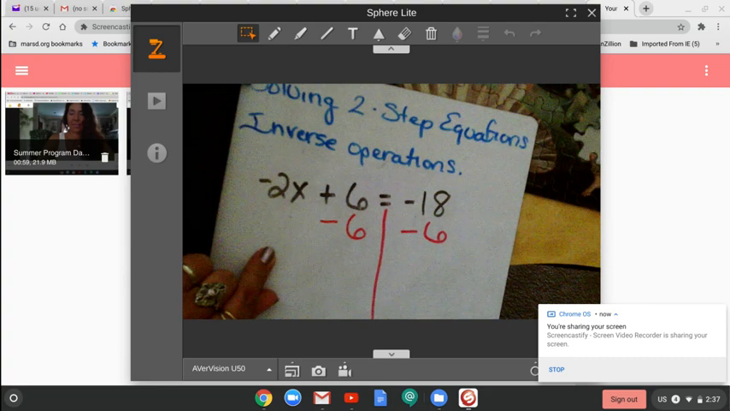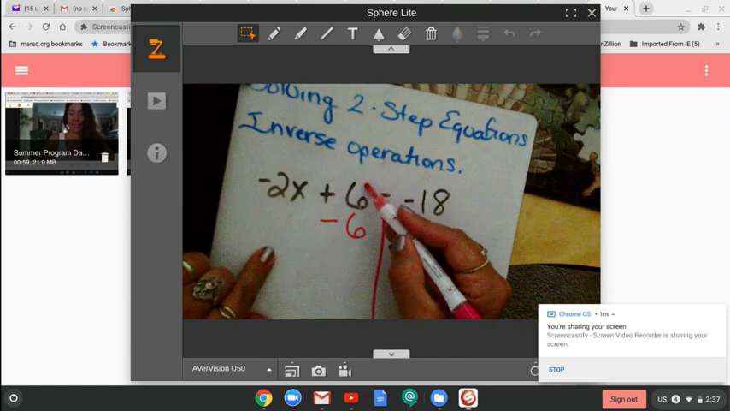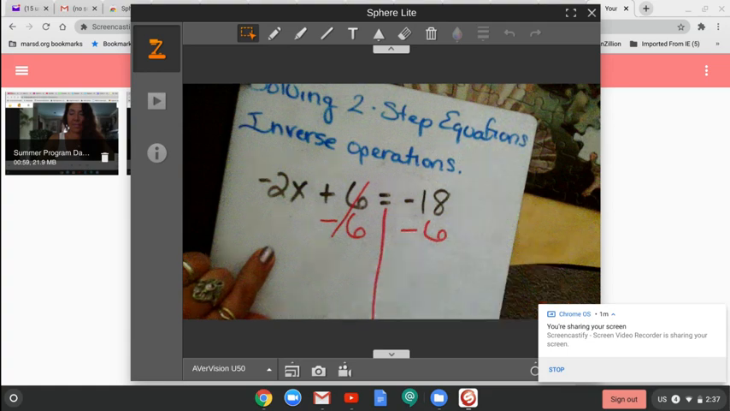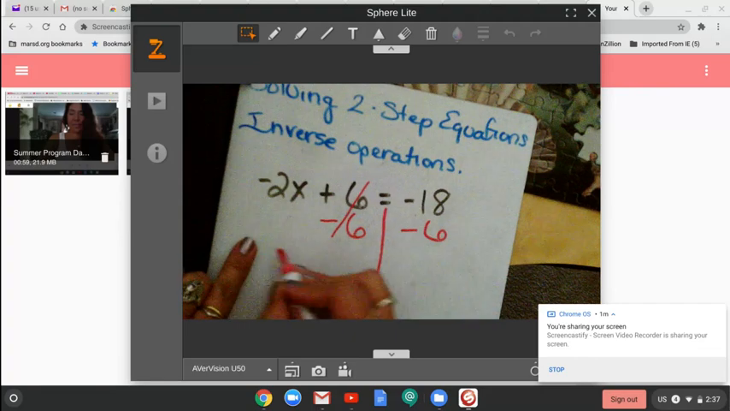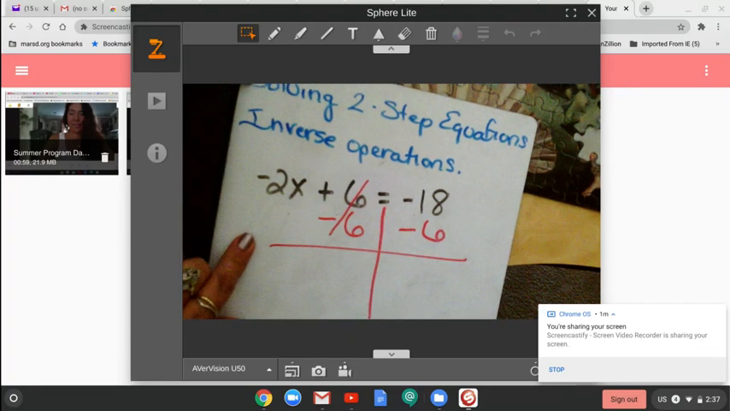Now, what works out nicely is that on the side of the equation that you're solving on, you are always going to eliminate using inverse operations. So positive 6 and negative 6 is 0, and you can eliminate that. Now, what does this equal? We might need to review integers a little bit.